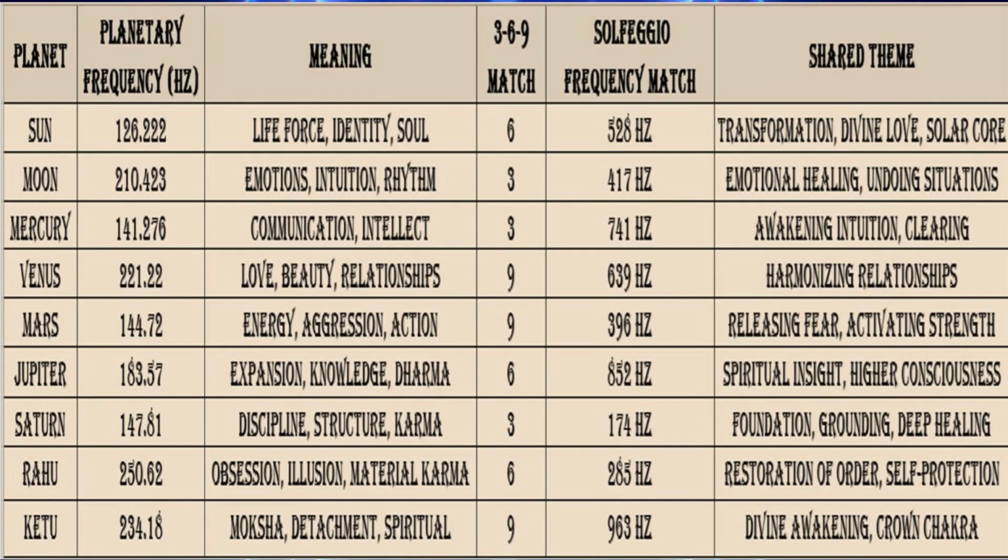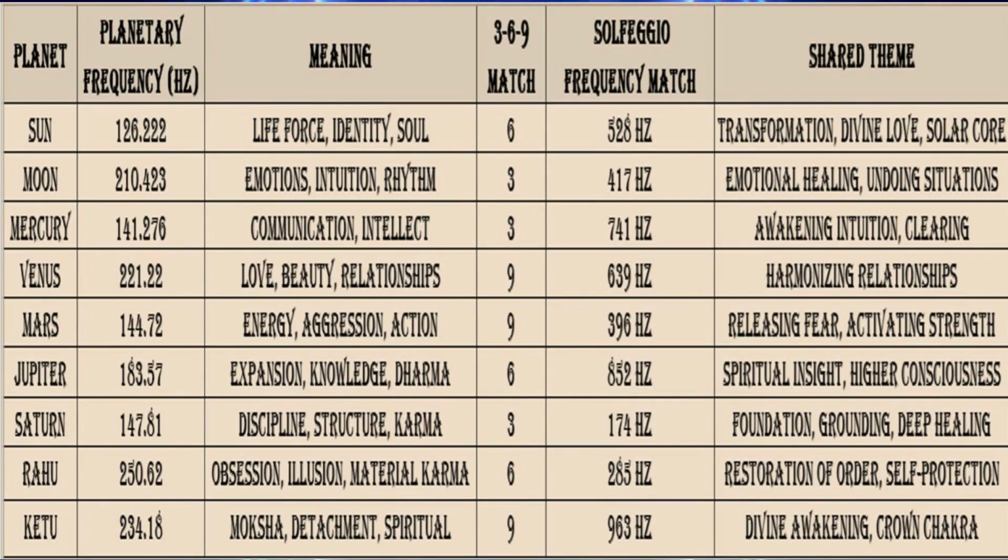If you want confidence and leadership, use the Sun 126.22 Hz plus the 528 Hz for transformation. Need focus and productivity, use Mercury 141.27 Hz and then the 417 Hz, which will clear all the mental blocks. Desire better relationships, use Venus 221.23 Hz and 639 Hz, which is emotional harmony.